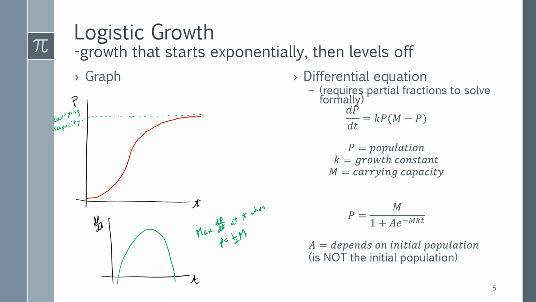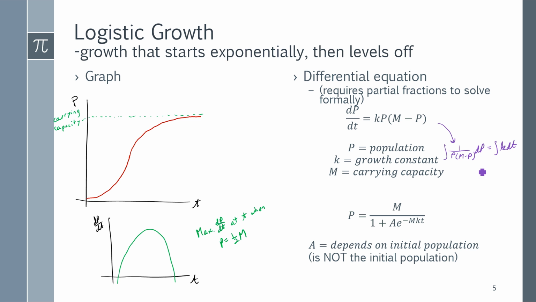If I wanted to solve this differential equation, it's separable. So getting my P's on one side, only using multiplication and division, I'd have to divide by P and divide by M minus P. So I'd have the integral of 1 over P times (M minus P) dP equals the integral of k dt. Solving that requires partial fractions.